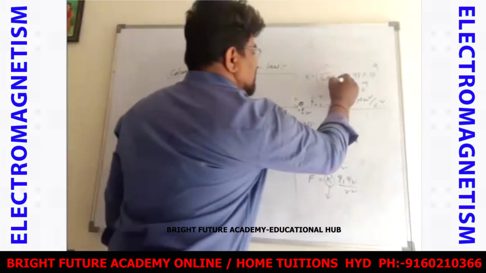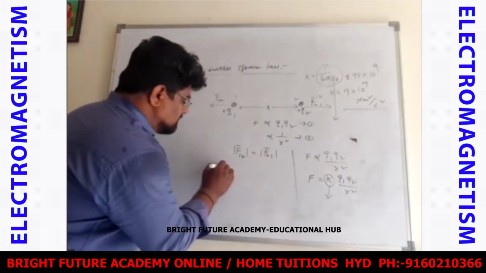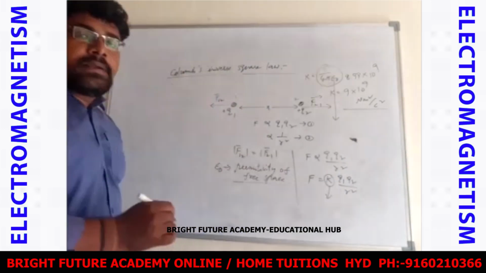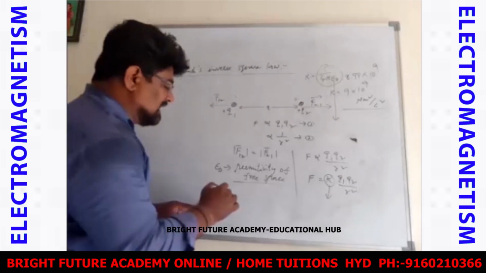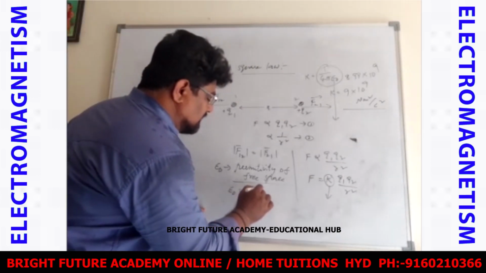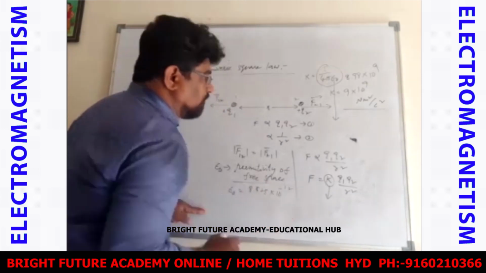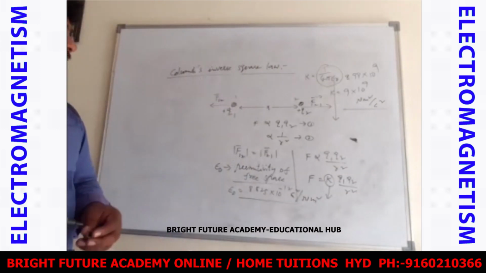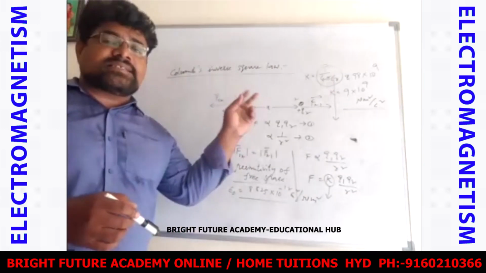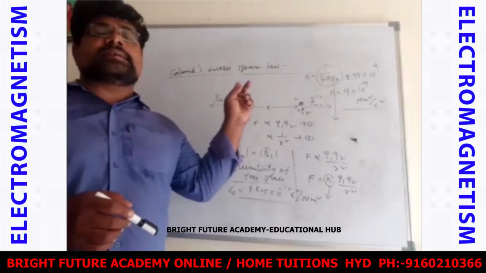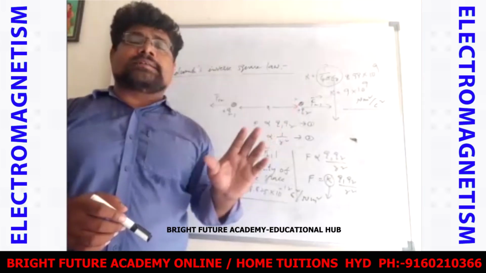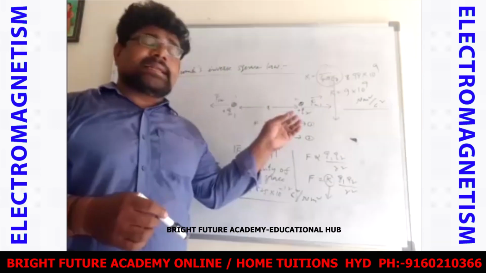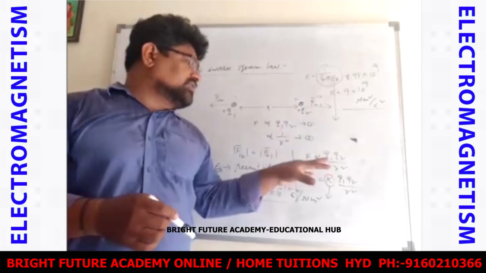So what is this epsilon naught here? Epsilon naught is the permittivity of free space, and the value of epsilon naught is 8.825 into 10 to the power of minus 12 coulomb square per Newton meter square. This is about Coulomb's inverse square law. One more point is that it is only applicable for point charges. It does not hold good for extended bodies.